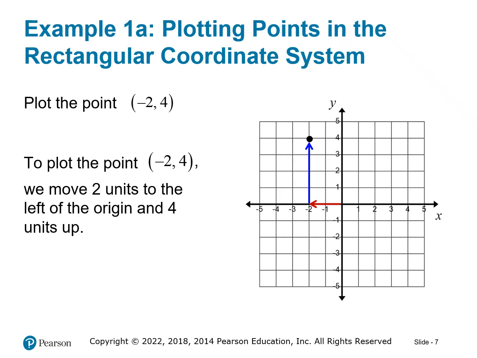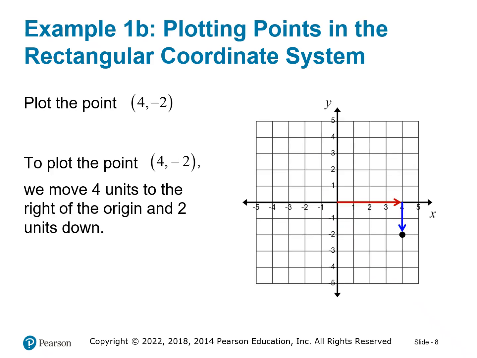So example 1, plotting points in the rectangular coordinate system. Plot the point -2, 4. I go left 2 and up 4. Plotting more points here, we have 4, -2, so I'm going to move right 4, down 2.